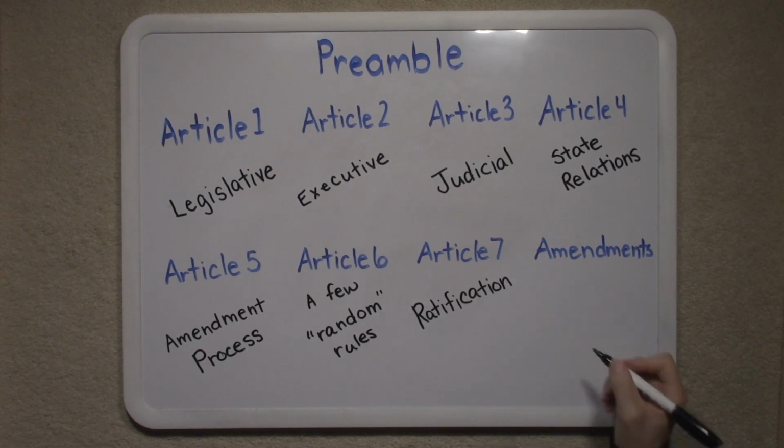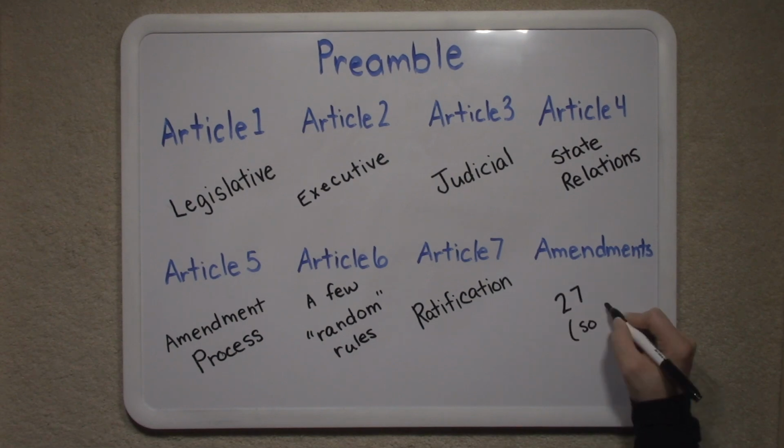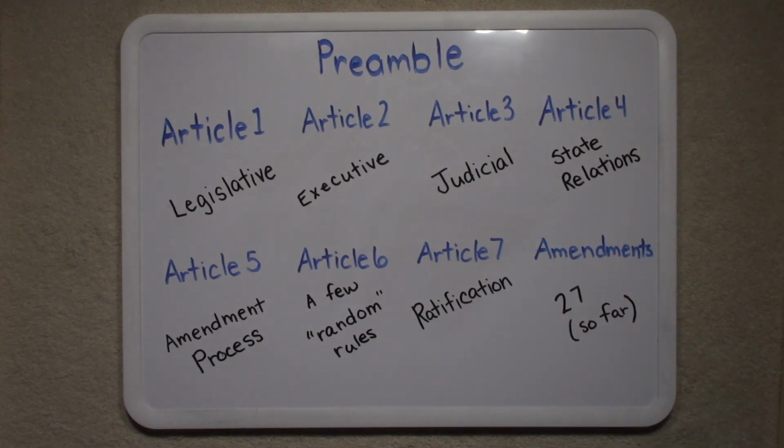After all 7 articles, you have the amendments. So far, there have been 27 amendments to the U.S. Constitution. The first 10 were passed at the same time and are known as the Bill of Rights. They lay out individual rights that many people felt needed to be explicitly stated. The other 17 amendments were passed between 1795 and 1992. So that's what the Constitution looks like at a glance.